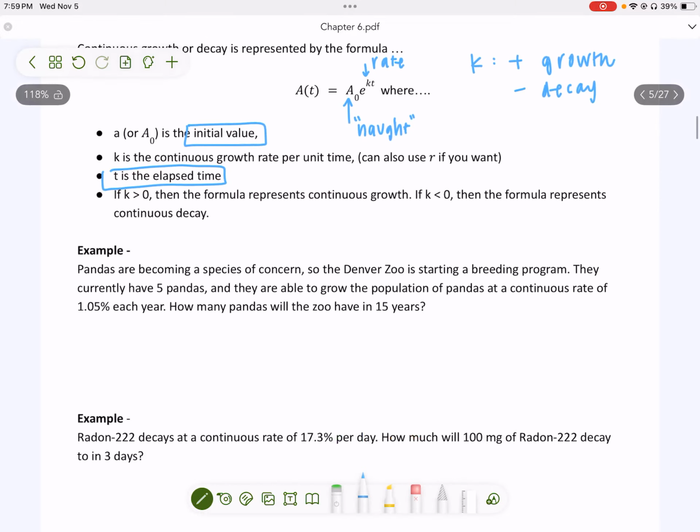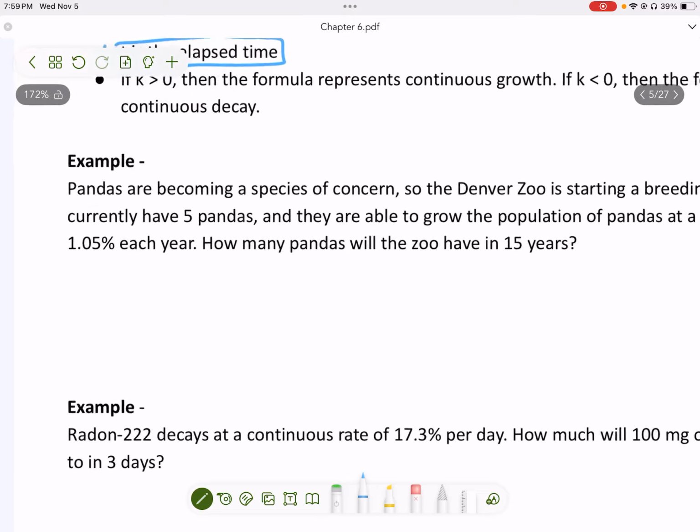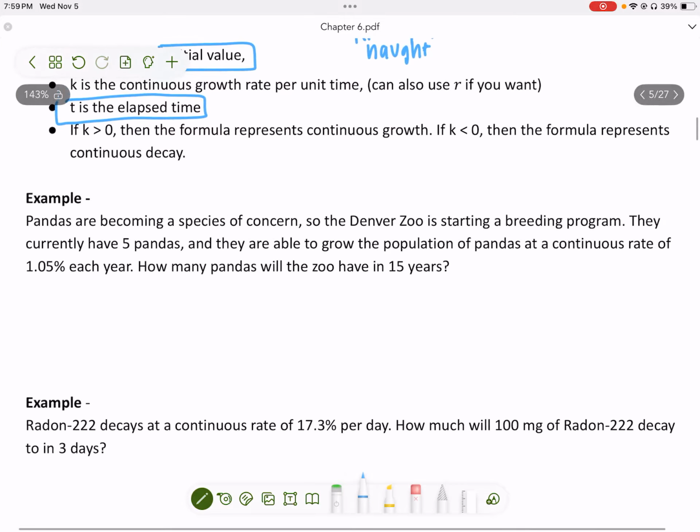Now, let's look at these two examples and use this equation to solve. Let me zoom in. Actually, we need to read the problem first. Getting ahead of myself. So, pandas are becoming a species of concern. So, the Denver Zoo is starting a breeding program. They currently have 5 pandas. They're able to get that population to grow at a continuous rate of 1.05% each year. Not super fast, but that's okay. They're taking their time. How many pandas will there be in 15 years at the zoo?